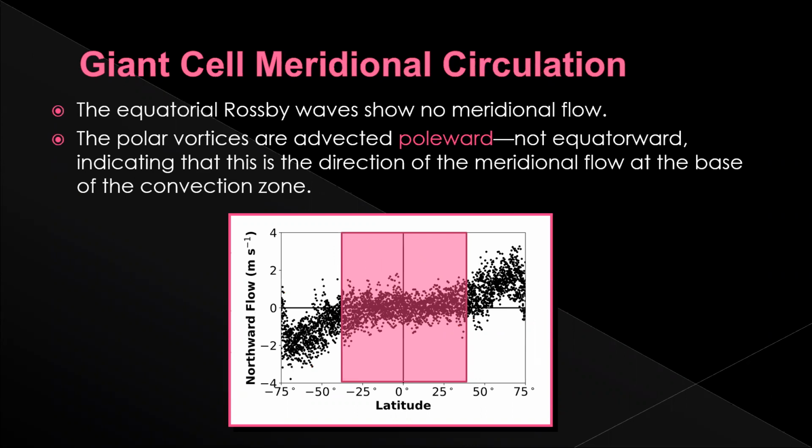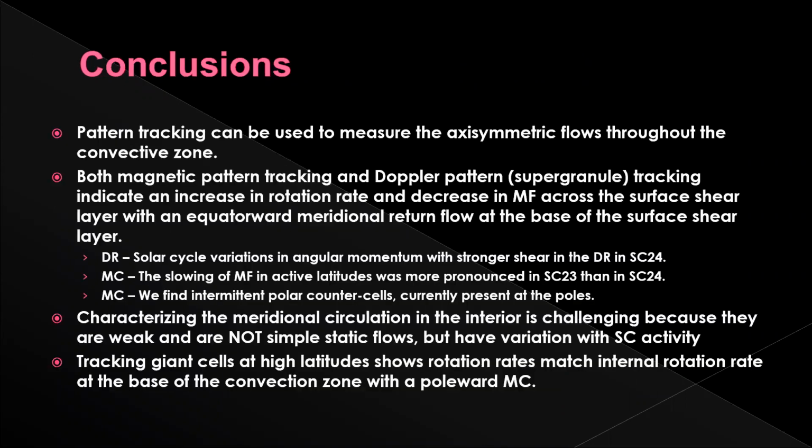And so that brings us to the giant cell meridional circulation. Again, the equatorial Rossby waves show no meridional flow. It's just very flat here. But we find that the polar vortices are advected poleward, not equatorward. This was really surprising, but I was happy to see the results Junwei showed earlier that showed similar results, indicating that the direction of the meridional flow at the base of the convection zone in those high latitudes is poleward. So real quickly, my conclusions: pattern tracking can be used to measure the axisymmetric flows throughout the convection zone.